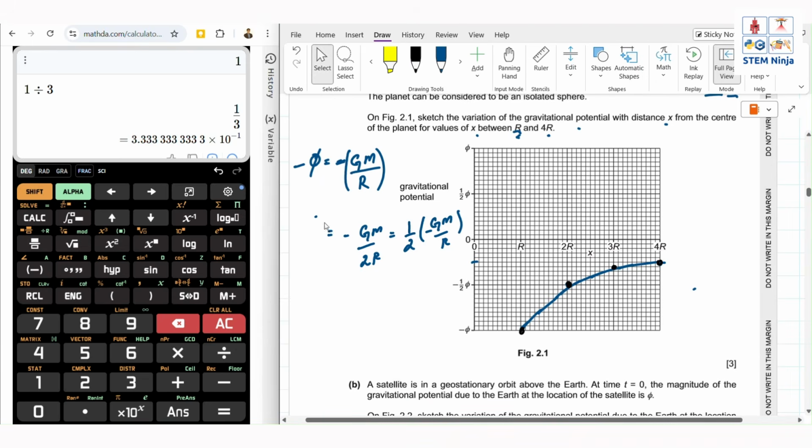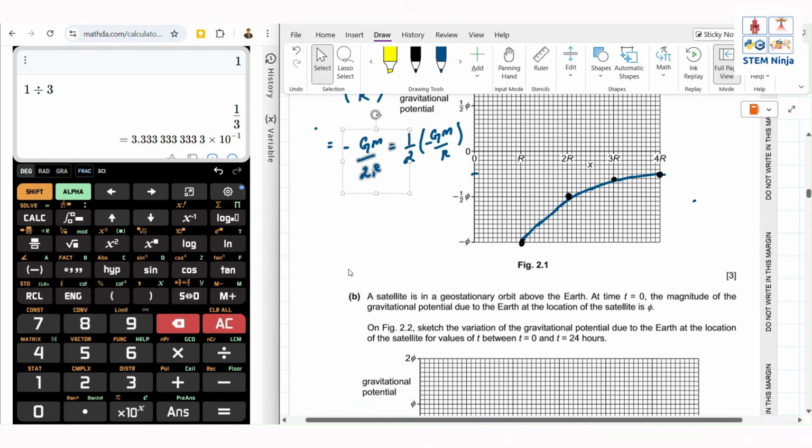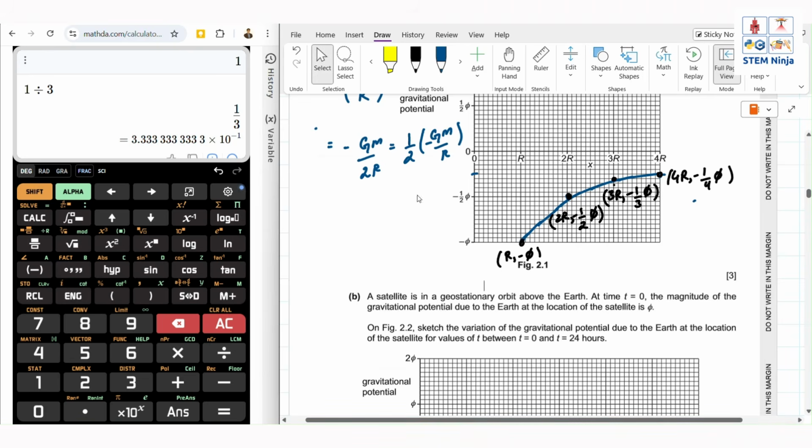That's it. Okay. Then you can label this also. So you have 4R minus 1/4 of phi. You could label this one also 3R minus 1/3 of phi. This one is 2R minus half of phi, and this is R minus phi. You don't need to label it, at least the line should be the correct one.